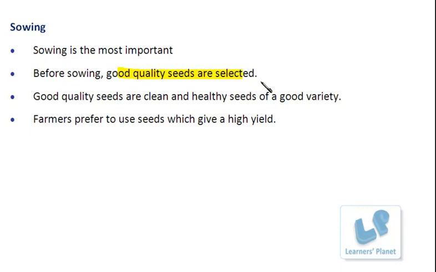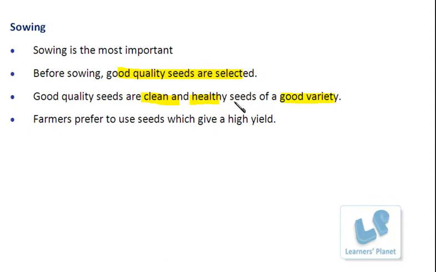Now you understand why this is so. Now, which type of seeds are said to have good quality? Generally, good quality seeds are clean and healthy, which means they are free of any disease. Besides that, they should be of good variety. Variety means the favorable quality or feature that we want in the product. That type of seeds is to be selected prior to sowing, right?